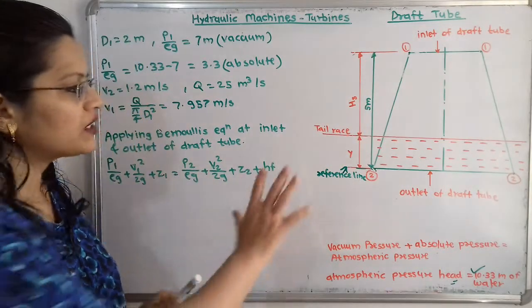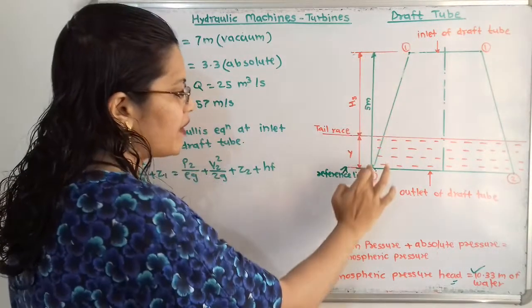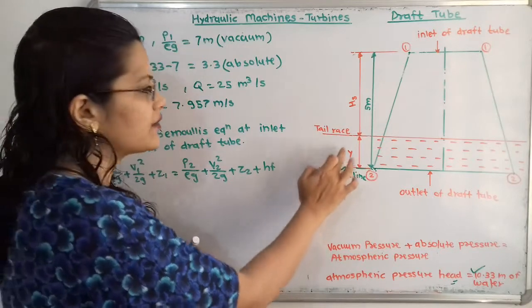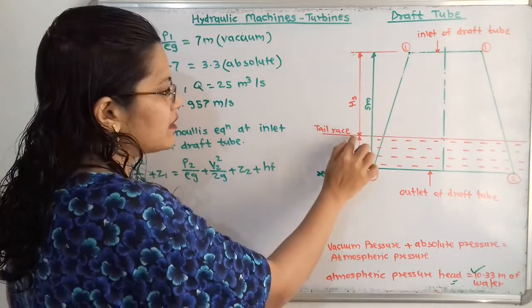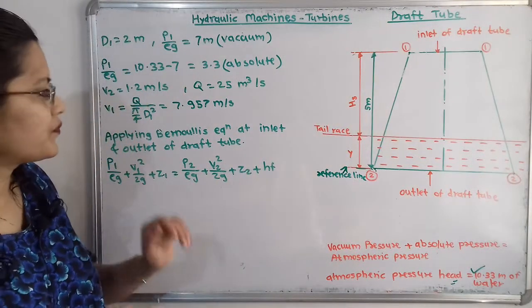So we have to mention all the data in the diagram. So this total height is 5 meter. So from the bottom up to tail race we will consider this height as y, and the remaining height, that is from tail race to the top, we will consider this Hs.